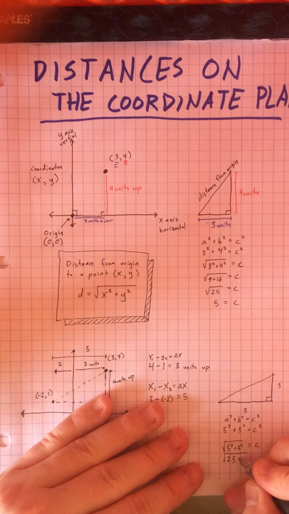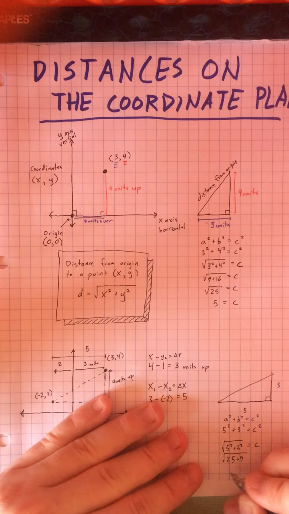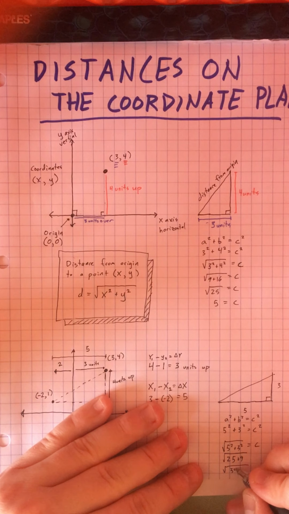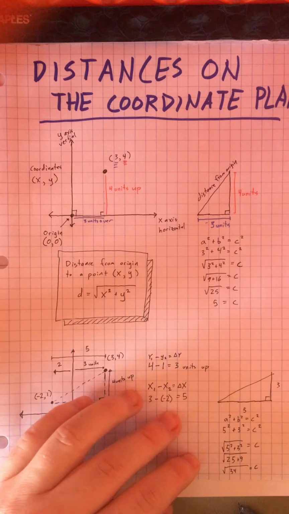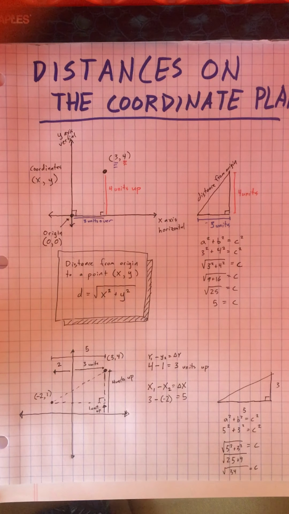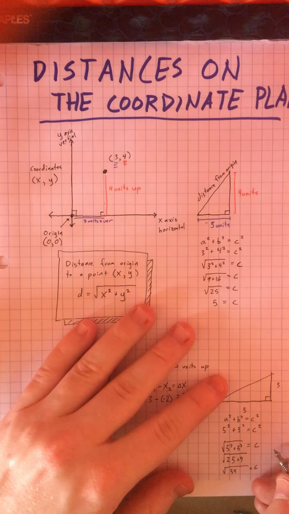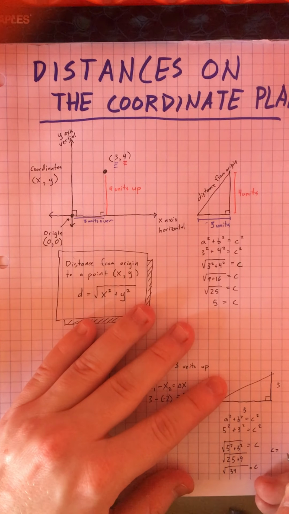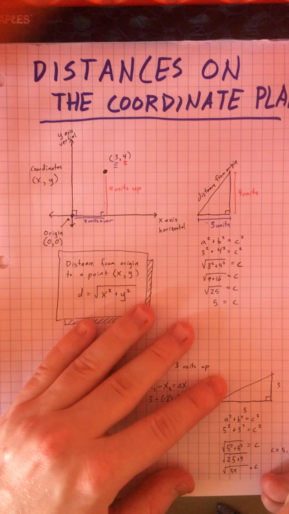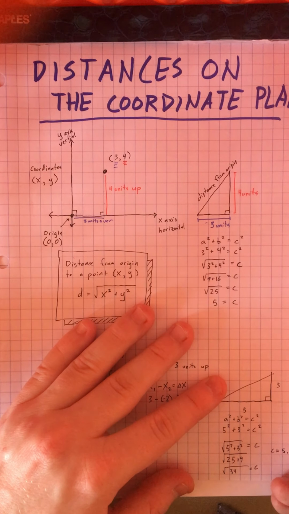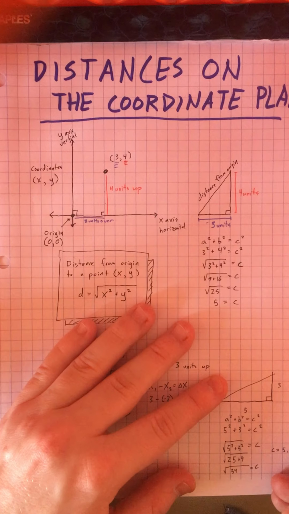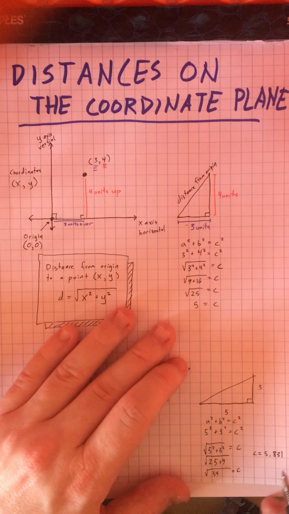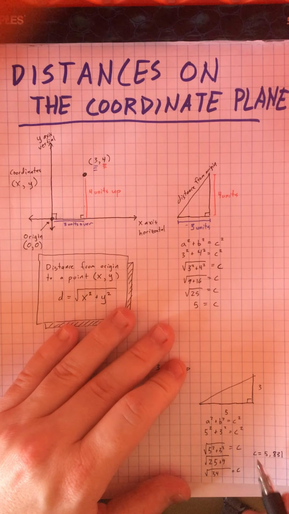This is going to be 25 plus 9, i.e. the square root of 34. That is not a perfect square, but our calculators can give us a nice approximation for it. C is about 5.831. For this unit, if you are getting a non-perfect square, you need to go to 3 decimal places to keep things beautiful and precise.